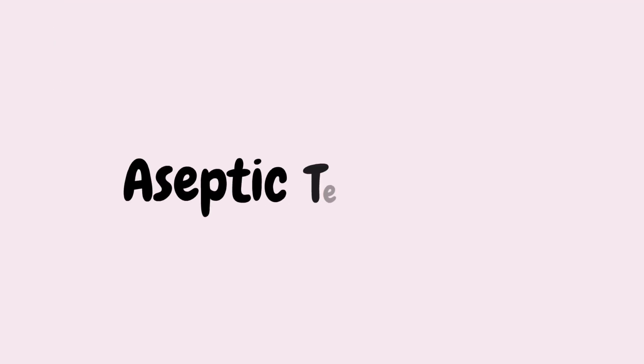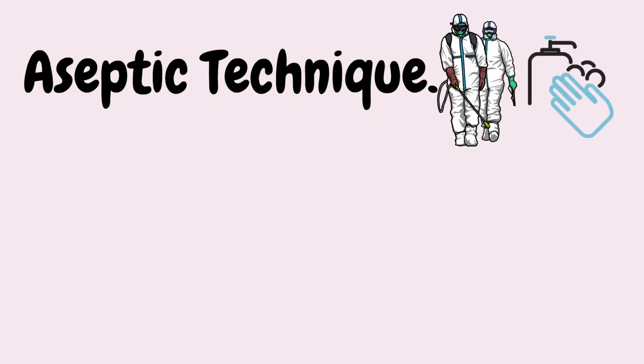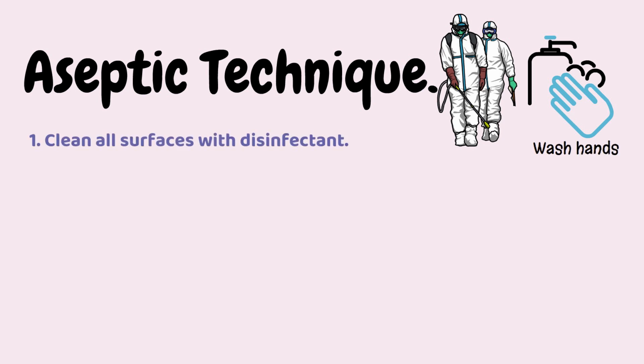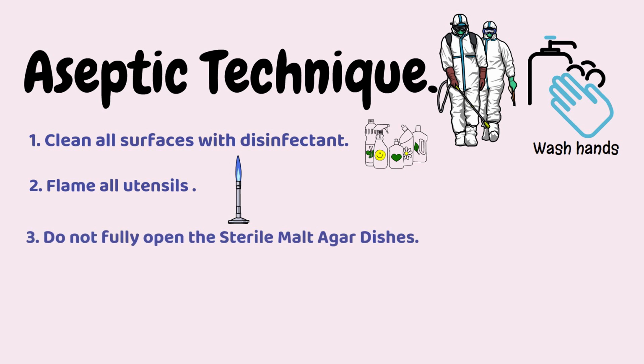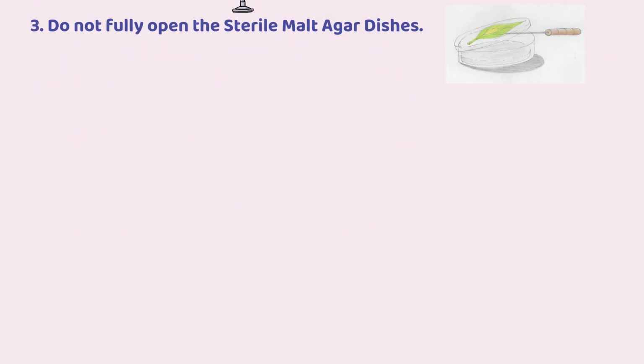When you're dealing with agar plates, sterile agar plates, you have to apply aseptic technique, and the first stage of this is always washing your hands. Anything to do with microorganisms, you always have to wash your hands. But another practice we always had to do was to clean all the surfaces with disinfectant prior to the experiment, flame all utensils that ever went near the dish, and we never fully opened the sterile malt agar dishes if we can help it.